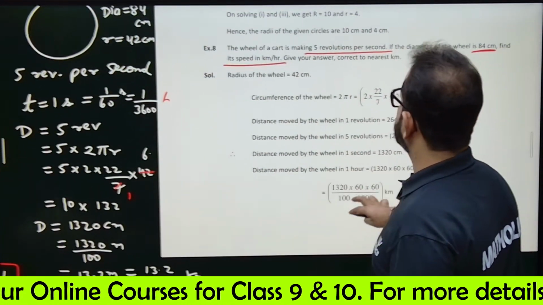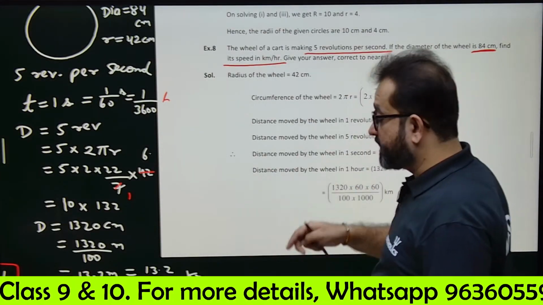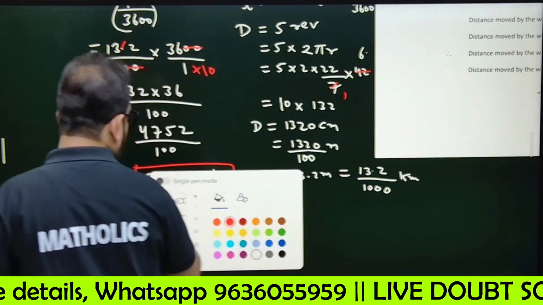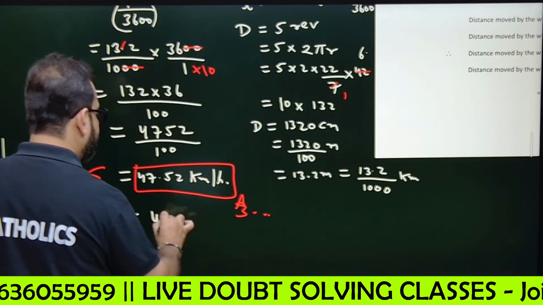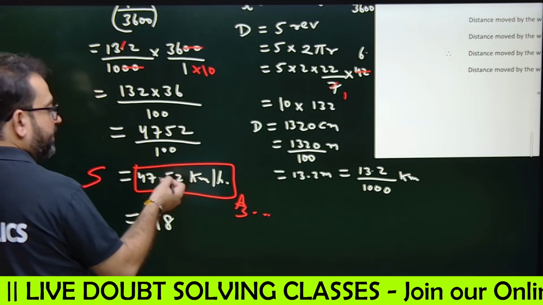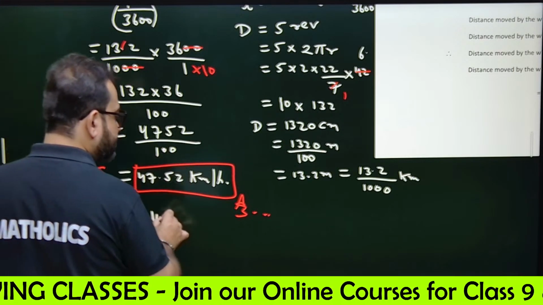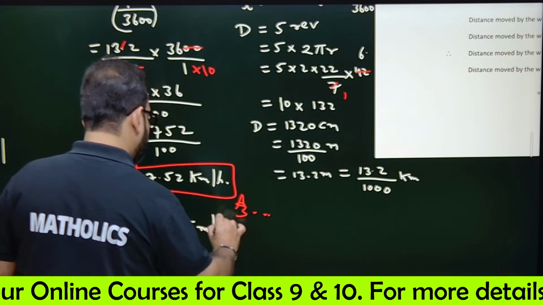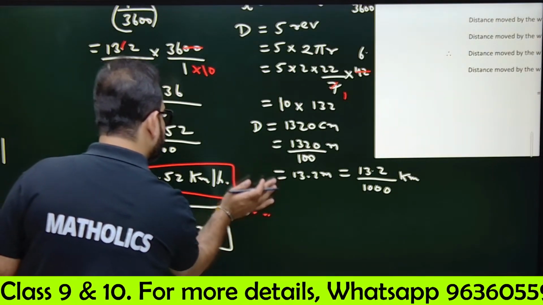But what the question says? Give your answer correct to nearest kilometer. Correct to nearest kilometer. So if nearest kilometer you will round off, it is more than 0.5 after the decimal. So you'll round it as 48 because it is 0.5 and more than 0.5. Even if it was 0.50, we must have done 48. So 47 kilometer per hour is the correct answer. Okay. So this is the correct answer.